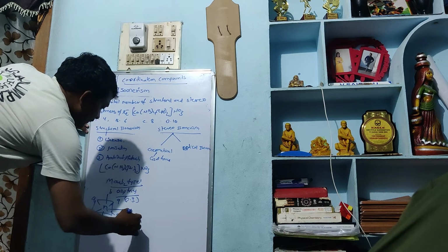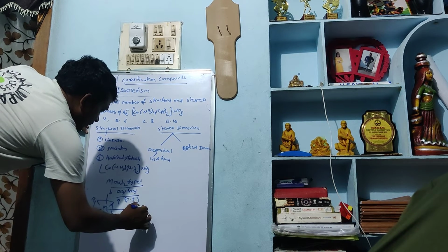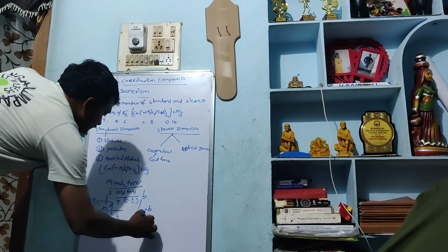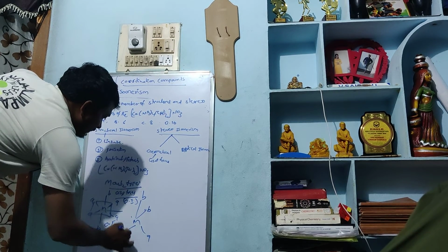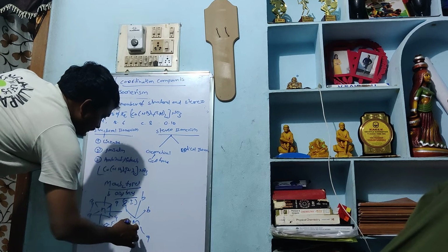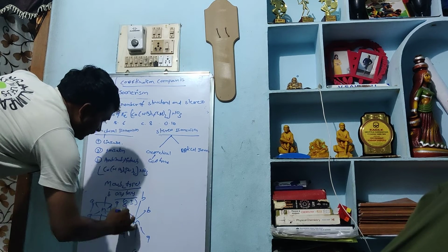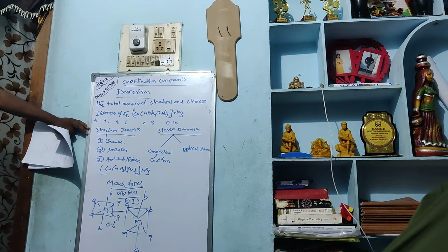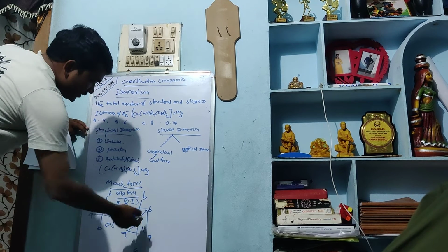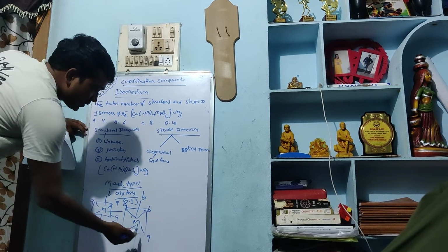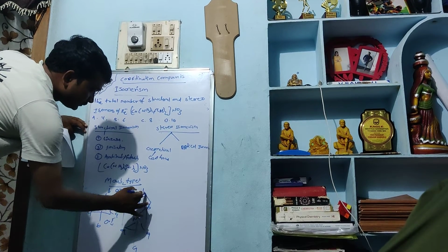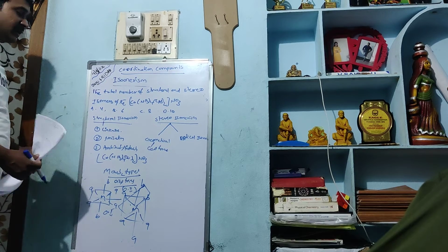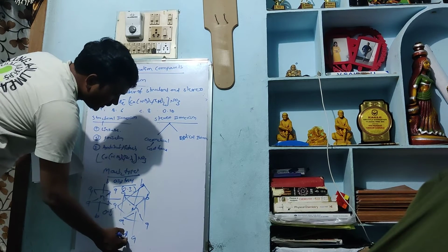Now the cis form, with B and A. This is also having a plane of symmetry. That's why this cis form does not show any optical isomerism. This is also optically inactive.